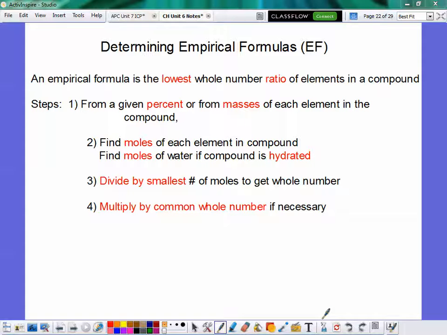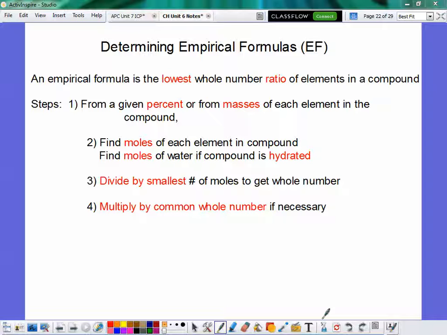All right, our last topic for Unit 6 is something called empirical and molecular formulas. We're first going to learn how to calculate the empirical formula of a substance, and then we'll learn what a molecular formula is and how to find it. An empirical formula is the lowest whole number ratio of elements in a compound.